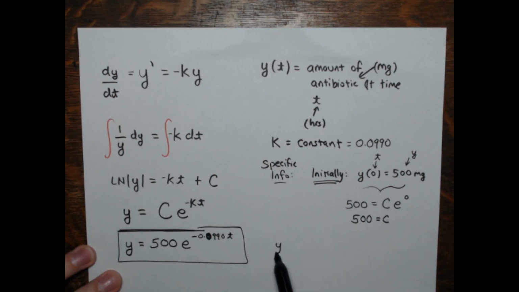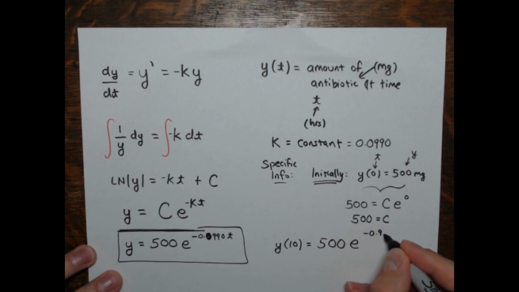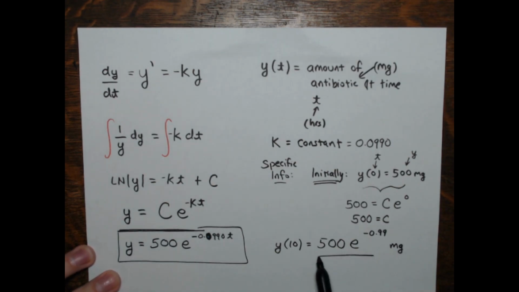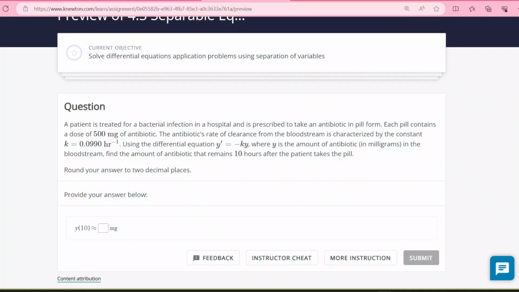They want how much antibiotic is left after 10 hours, right? So I'm replacing t with 10, which will just move the decimal place on this to the right one. So we'd have 500 times e to the negative 0.990, and that would be milligrams of antibiotic left. So if they wanted an exact answer, this would be it. But they want us to round this, to what? They want us to round to 2 decimal places.